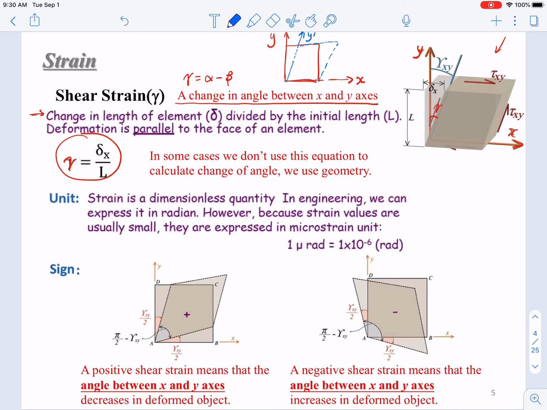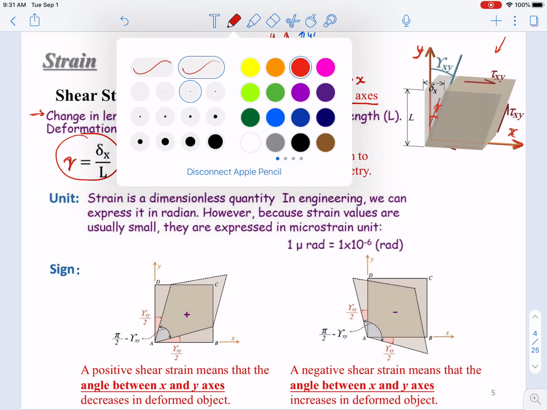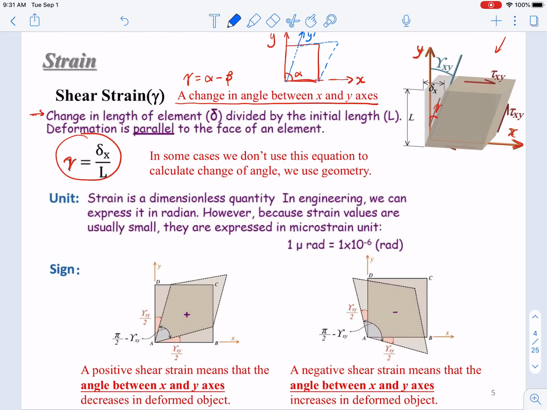Okay, so here we have the original angle between x and y. Notice this is the alpha, and after deformation, it's beta here. Okay, so the gamma is here. As illustrated in this figure, you can see that gamma equals alpha minus beta. Okay, alpha minus beta. This is very special.